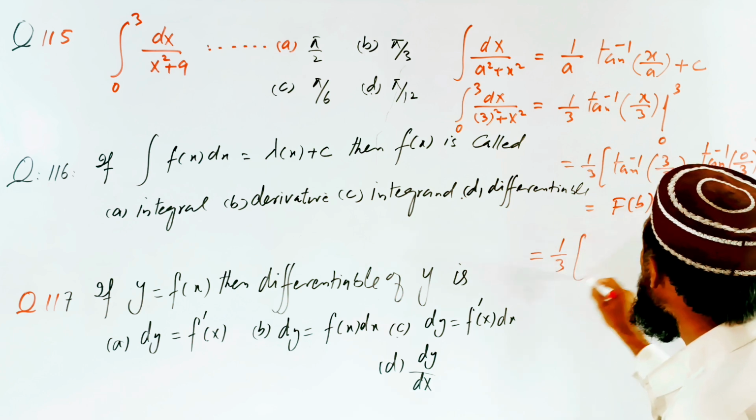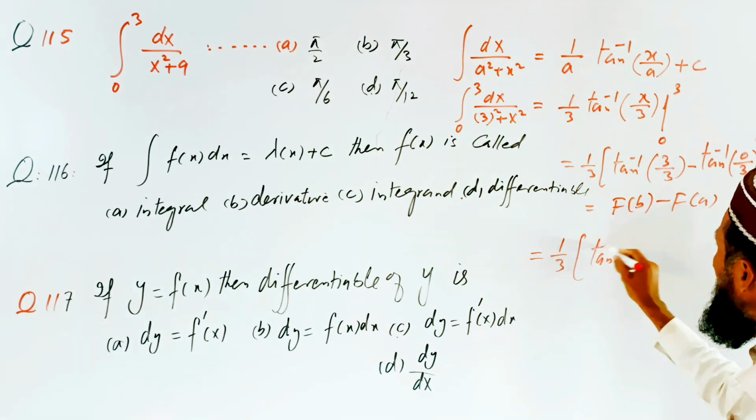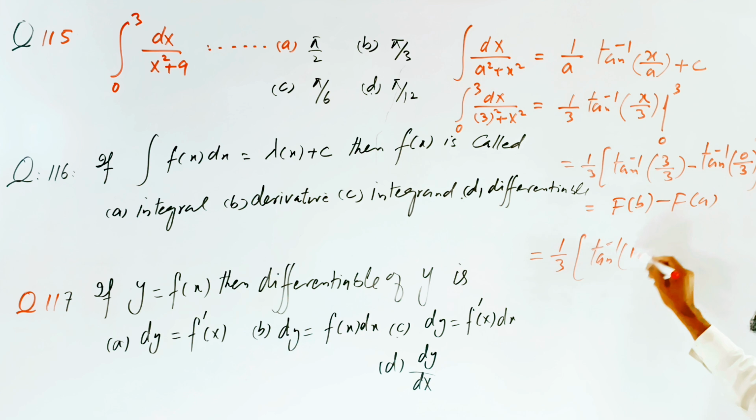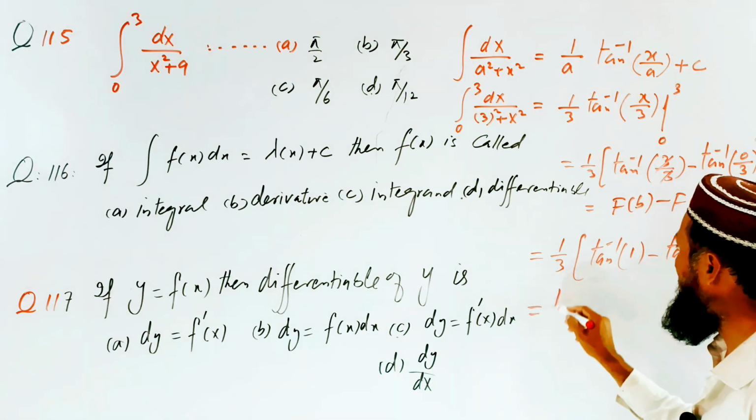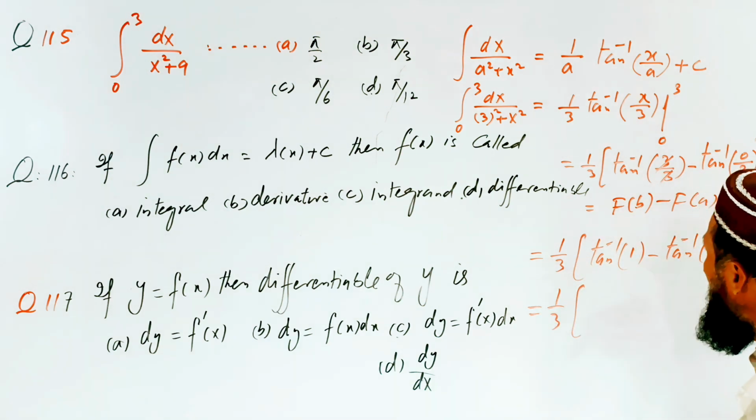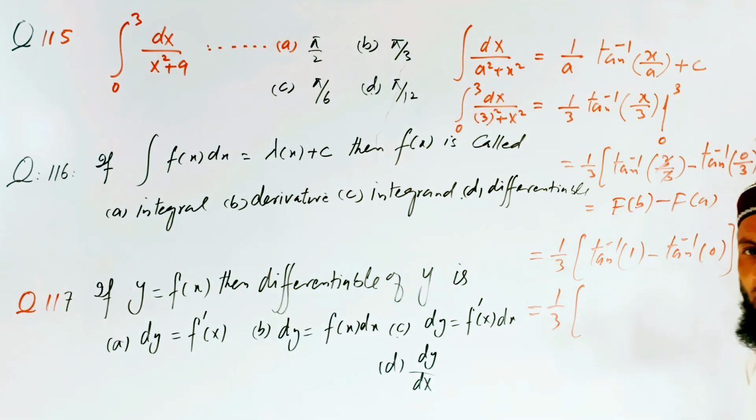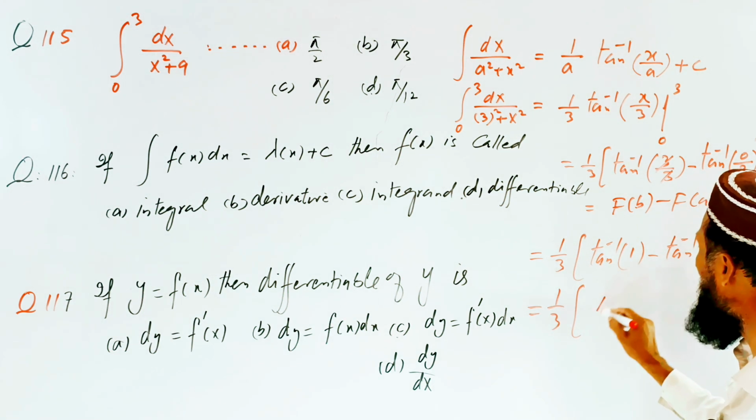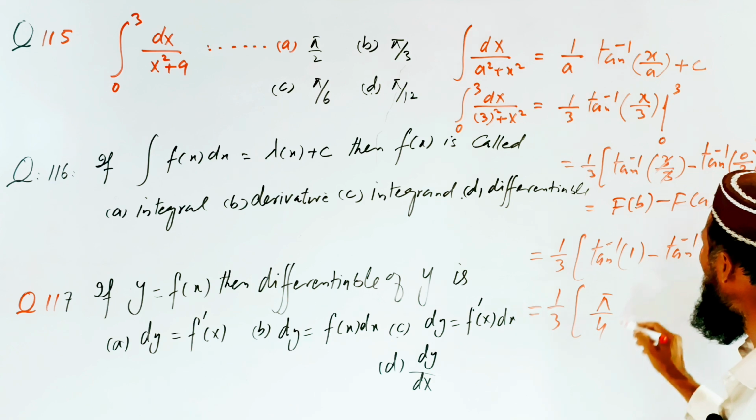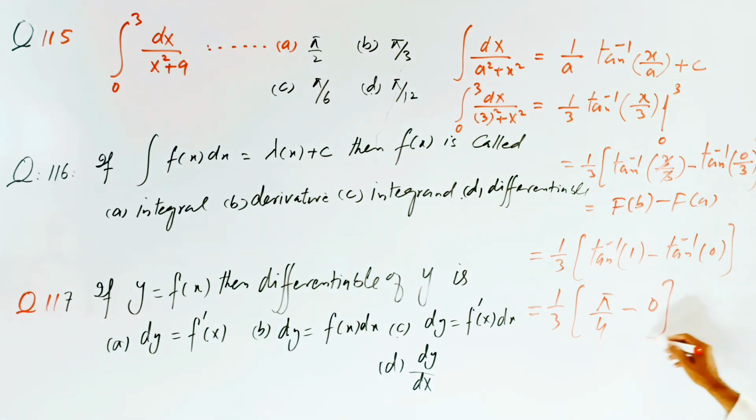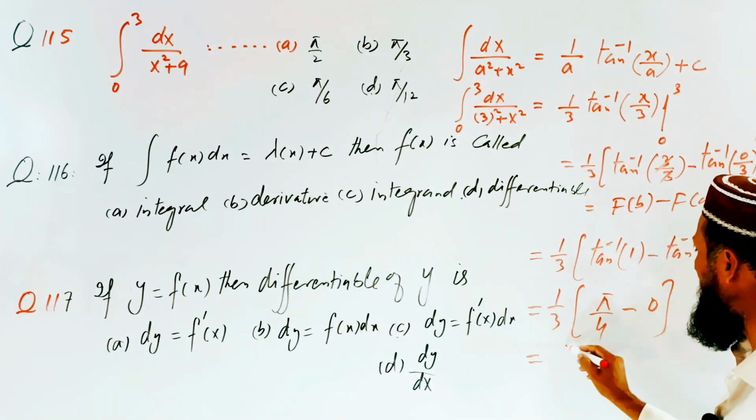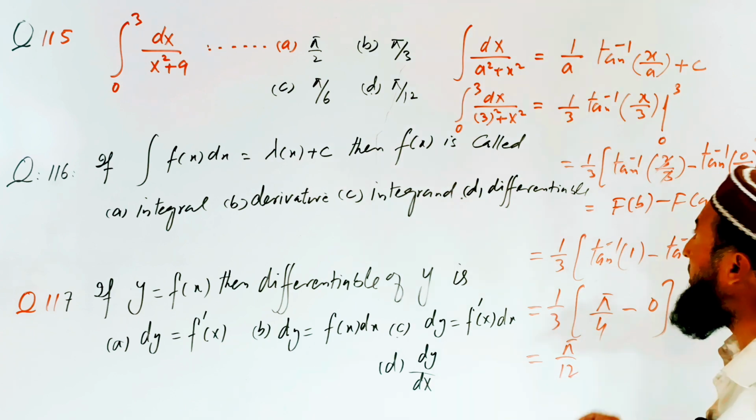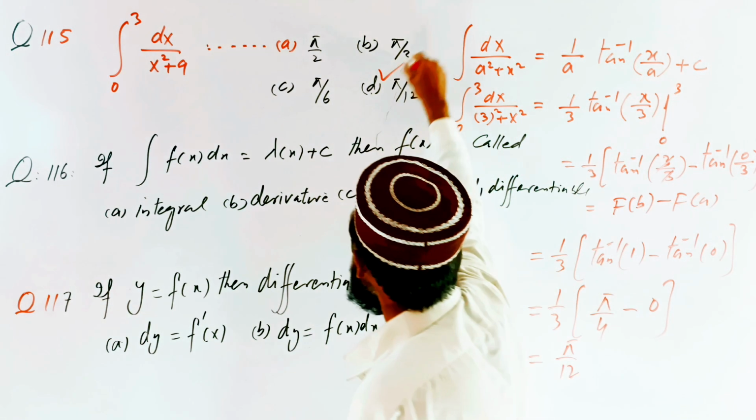1 by 3 tangent inverse, so this will be equal to 1. Both are cancelled, we get 1 minus tangent inverse 0, and this will be 0. Now according to the tangent inverse formula, or we can use the calculator, the result will be pi by 4 minus tangent inverse 0, which is 0. So multiplying by pi by 12, option D is the correct option.